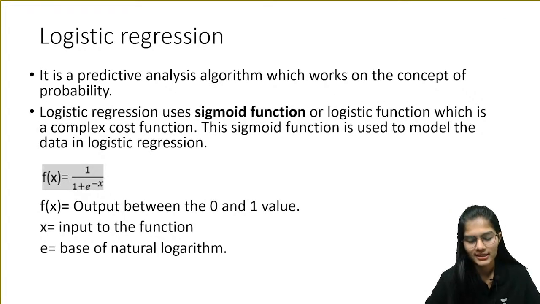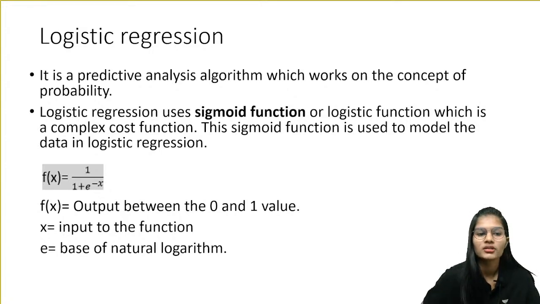Okay, let's understand a little logistic regression too, guys. Again, it is a predictive analysis algorithm which helps you work out concepts of probability. Whenever you have something of a probability kind, that goes under logistic regression. In logistic regression you use the sigmoid function, or simply the log functions. The formula for logistic regression is f(x) equals 1 by 1 plus e to the power minus x. f(x) is your output value between 0 and 1.